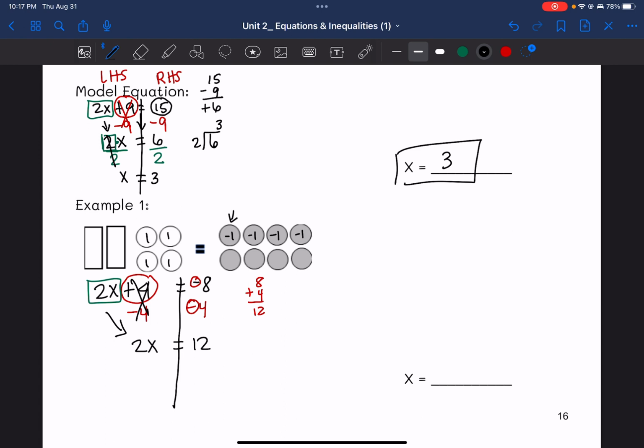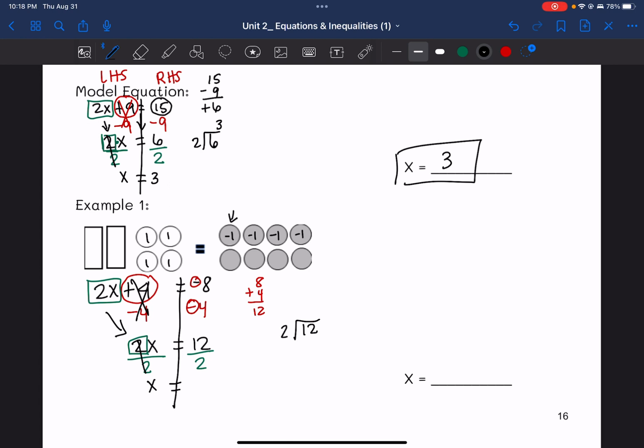Okay, now I got to remove the 2 in the variable term. So I'm going to divide by 2 on both sides of the equal sign. Okay, now 2 becomes a whole number, so I can cancel it out. I bring down my x and my equal sign. I do 12 divided by 2.